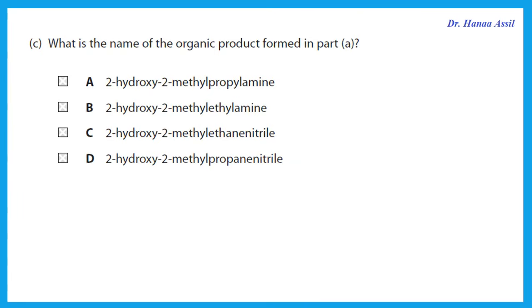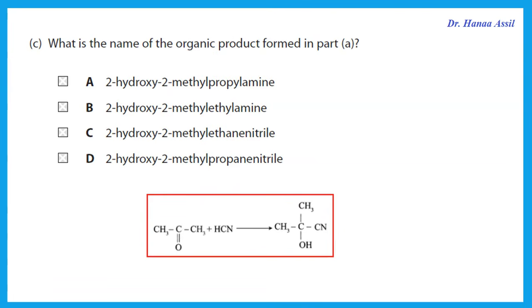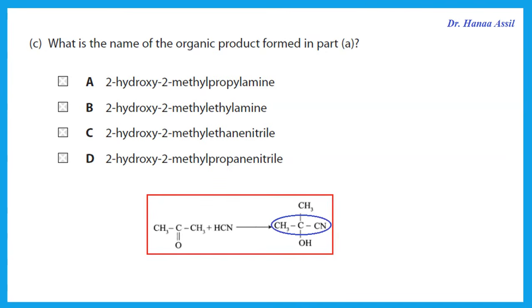What is the name of the organic product formed in part A? Okay, this is the product formed. We were told that we're starting with propanone. We add cyanide and we form a cyanohydrin. Now that product is called the cyanohydrin, but how do we name it?